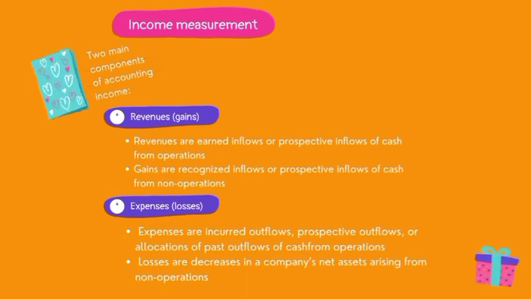While expenses are incurred outflows, prospective outflows, or allocation of past outflows of cash that arise from a company's ongoing business operation. Losses are decreases in a company's net asset arising from peripheral or incidental operation of a company. Examples of losses are loss on sale of investment securities and an impairment of goodwill. Accounting for expenses and losses often involves assessing the amount of timing of their allocation to reporting periods. Timing is a matter of when they are incurred, often based on matching them with revenues generated.